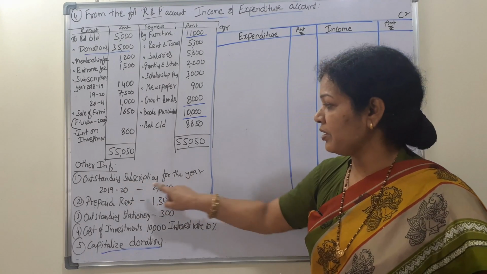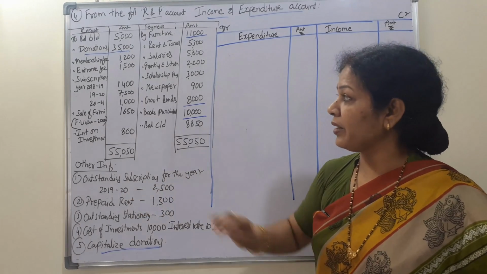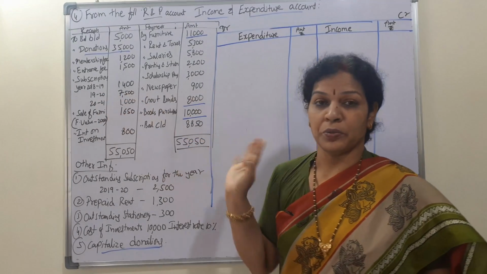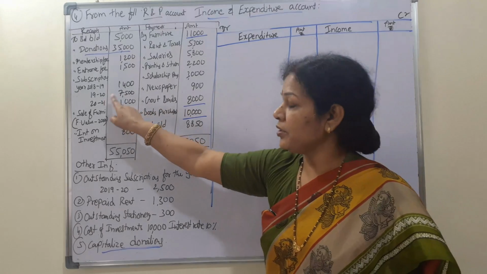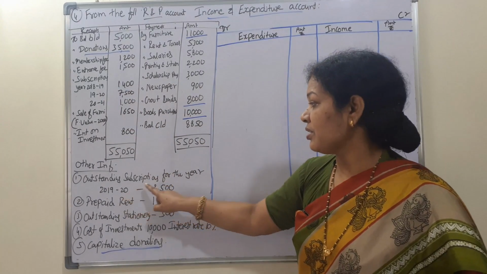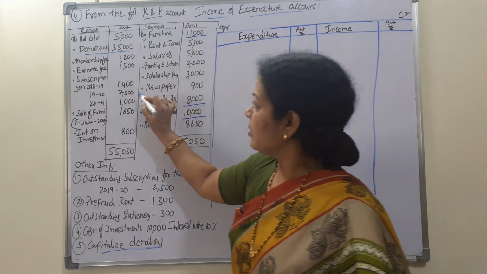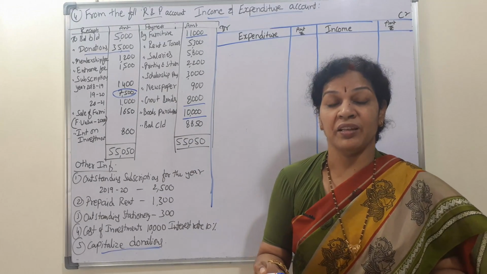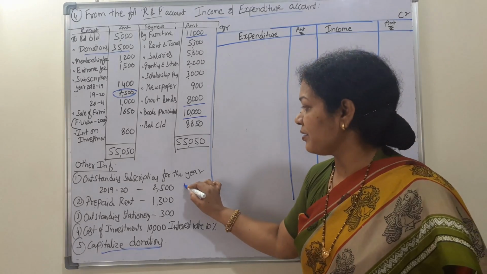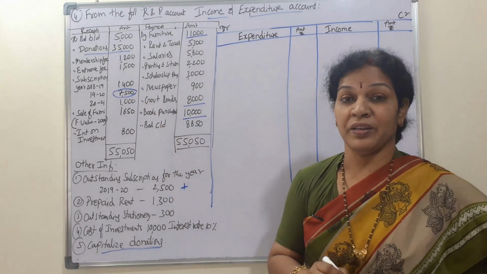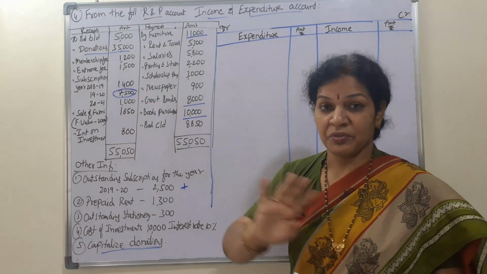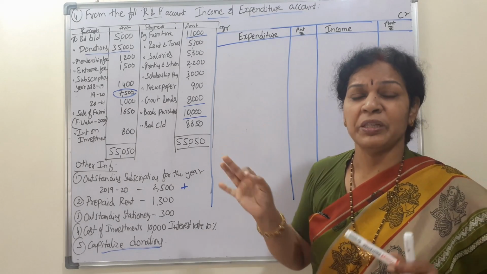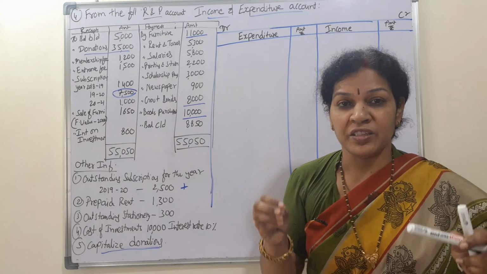Outstanding subscriptions for the year 19 to 20, 2500. Subscriptions are given for 3 years, 18 to 19, 19 to 20, 20 to 21. The current year is 19 to 20. So this is outstanding subscriptions. Related to this there is an adjustment, outstanding receivable. This we are going to add to the 7,500. Last year and next year we don't consider in the income and expenditure account. You know that income and expenditure is related to the present year only.